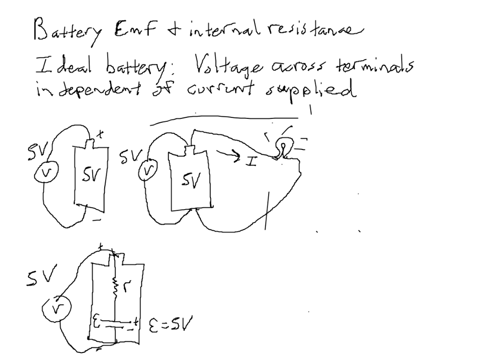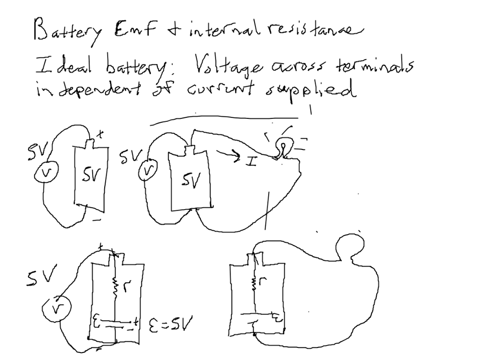So this time let's draw our real battery that has an internal resistance of r. Still have an EMF of 5 volts, and this time we're going to connect a light bulb to it. So there's our light bulb. We now have current flowing.